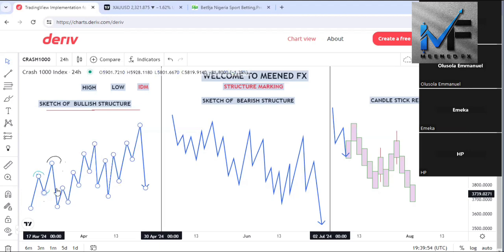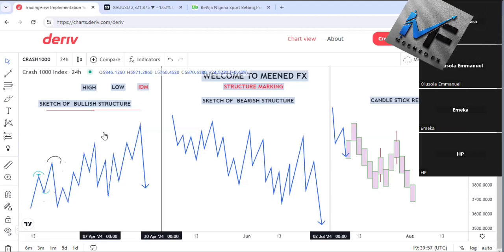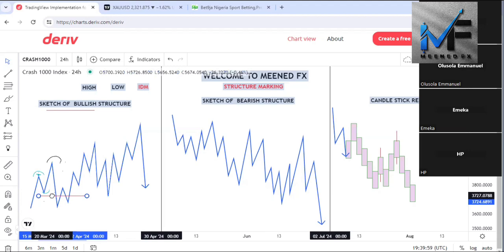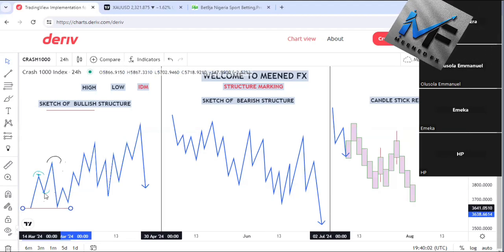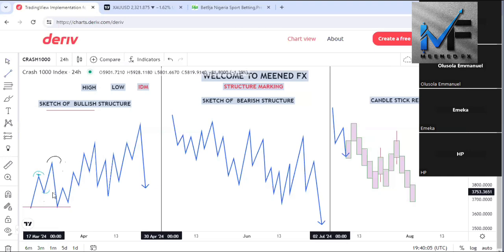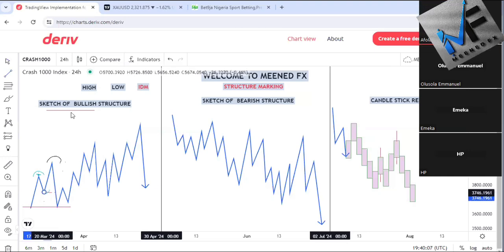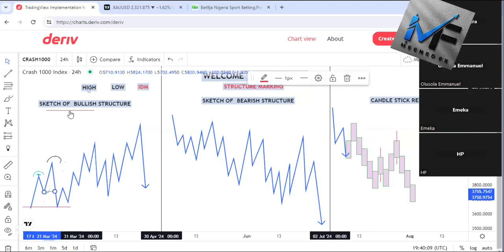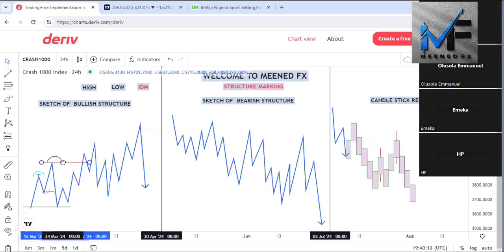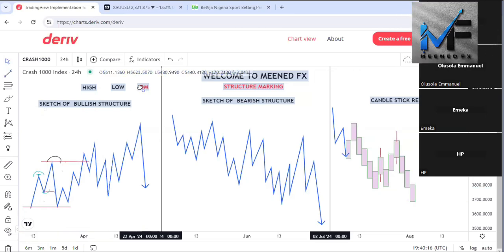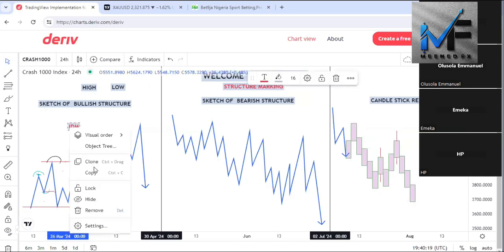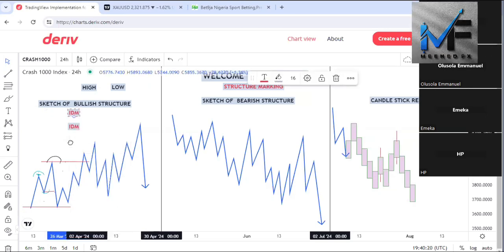So you can now begin to mark. You can mark this place as your low. This is a low. Let's assume that this is an inducement here, and this is the high. This high is valid because it took out an inducement. I've told you what an inducement is and what it looks like. So IDM was here.